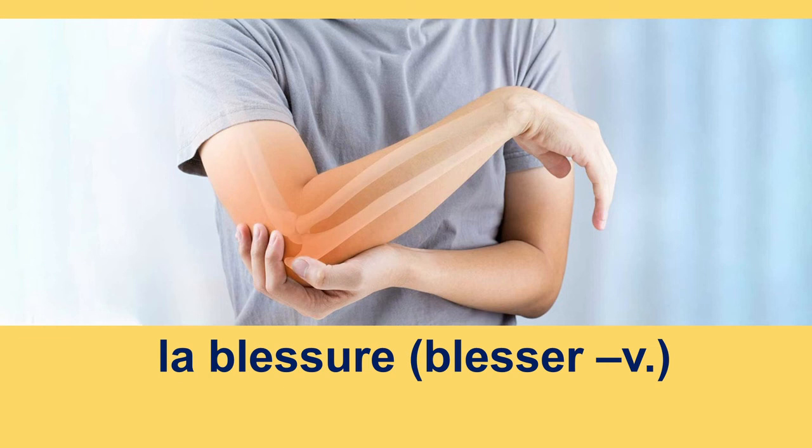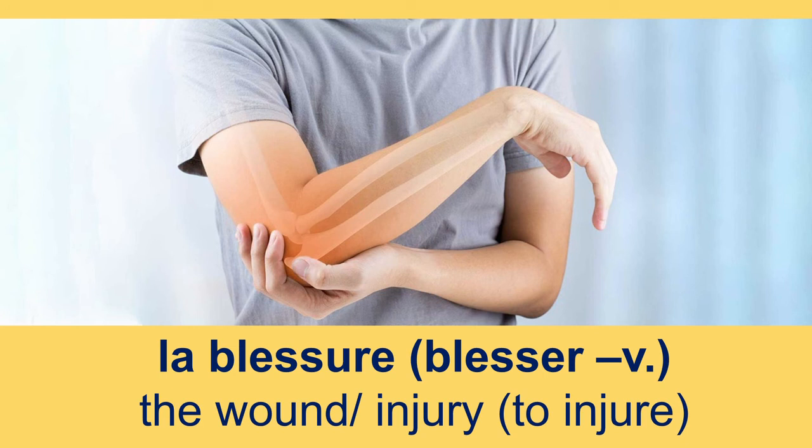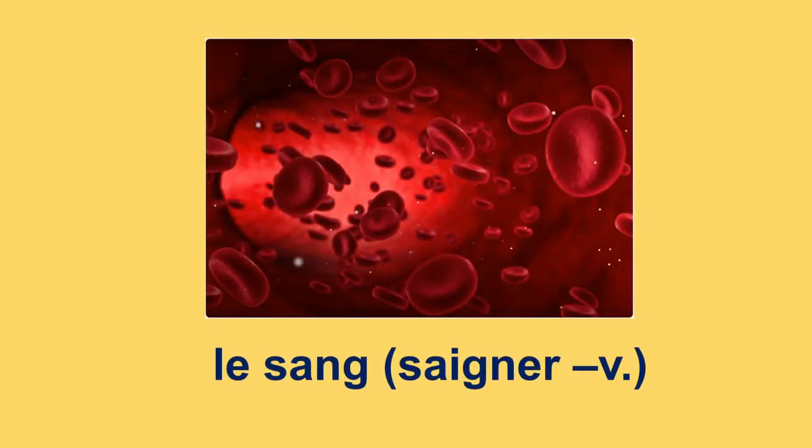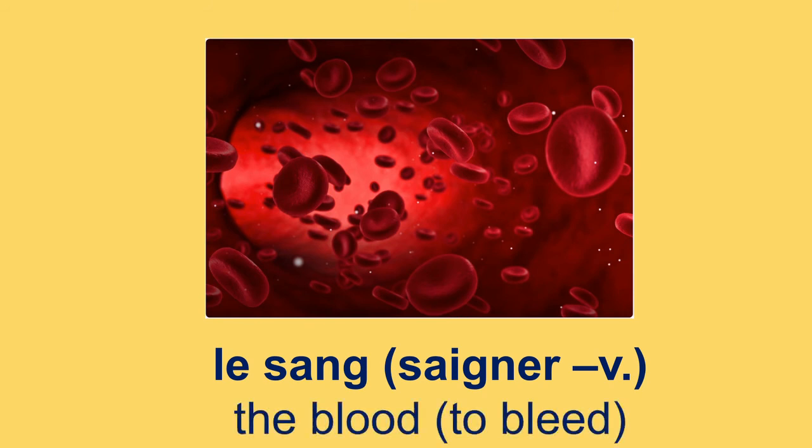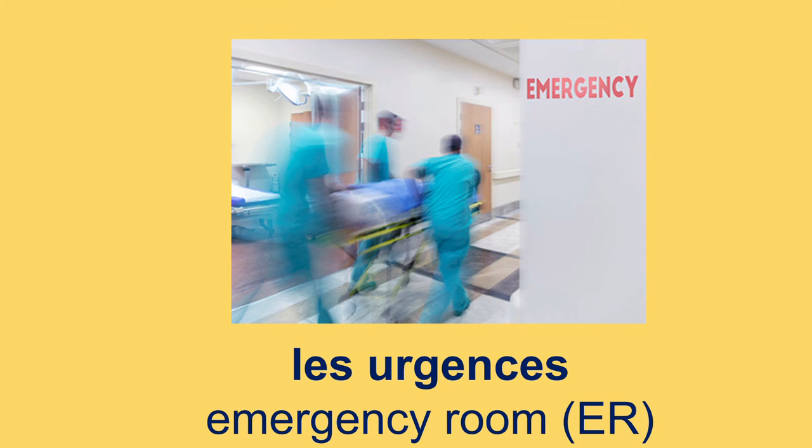And then you have the verb of it as blesser. Blesser, which is to injure or to hurt someone. Okay, so never ever use blesser as to bless. Okay, blesser is to injure. Le sang. Le sang is the blood. And the verb of it is saigner. Saigner is to bleed. Okay. Les urgences. Les urgences is the emergency room or the ER.